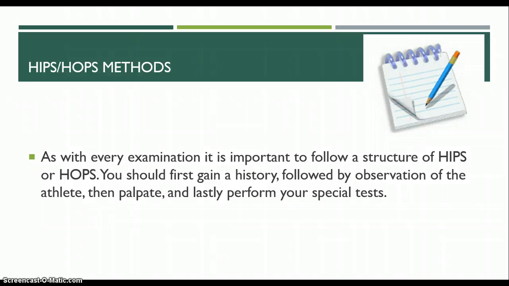In order to accurately and systematically evaluate a knee, it is important that you follow either the HIPS or the HOPS method. These both refer to types of methods and they kind of interchange with one another. The HIPS method refers to history, inspection, palpation, and then special tests. The HOPS method refers to history, observation, palpation, and special tests. This is the order that you should perform each of your evaluations in order to get a proper diagnosis.